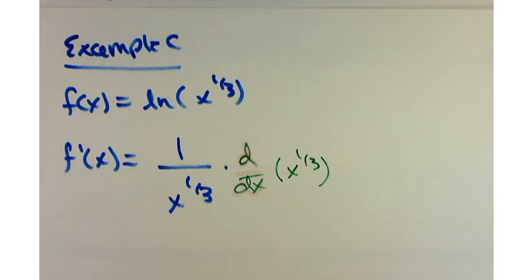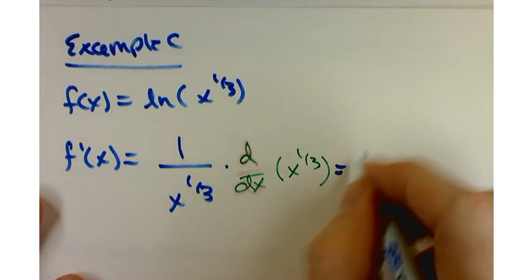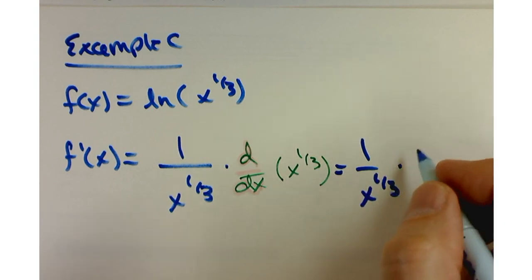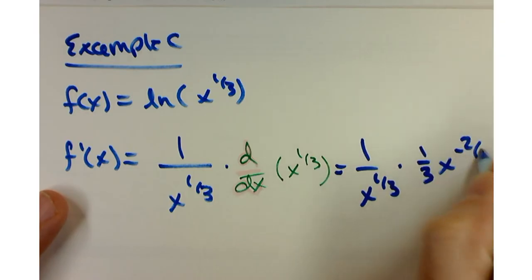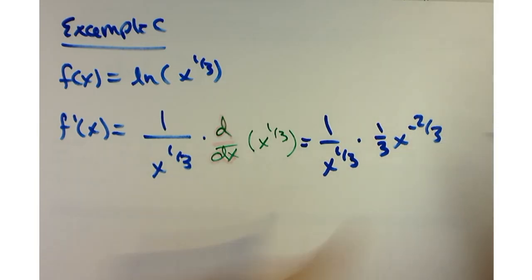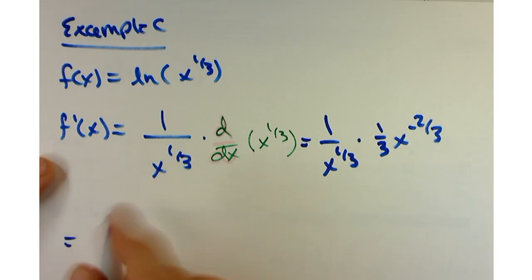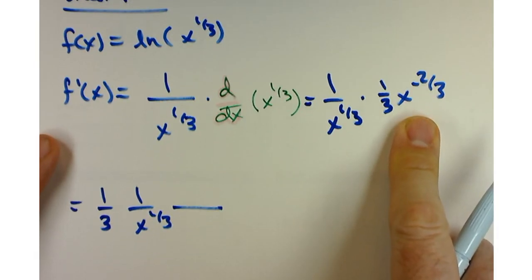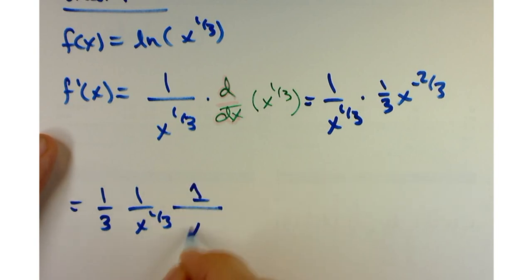So what's the derivative of x to the 1/3? Third x to the negative 2/3. Yeah, well done. So 1 over x to the 1/3 times 1/3 x to the negative 2/3. Okay, so this becomes a little chore of some algebra here. Let's see what we can do. Personally, I would get rid of the negative exponent. I'm going to write that 1/3 all the way out in front. 1 over x to the 1/3. What do you have to do to get rid of the negative exponent? Yep, put it in the denominator. So 1 over x to the 2/3.